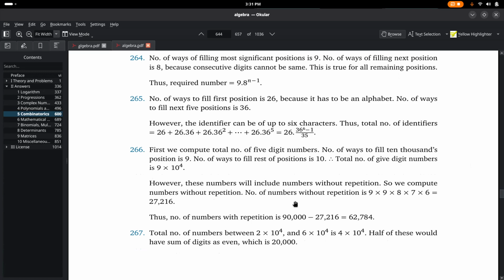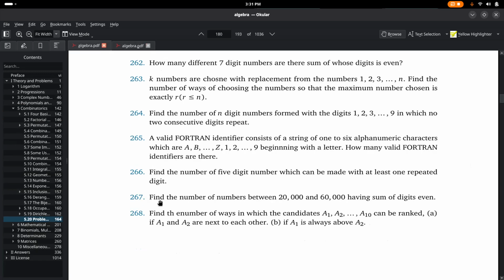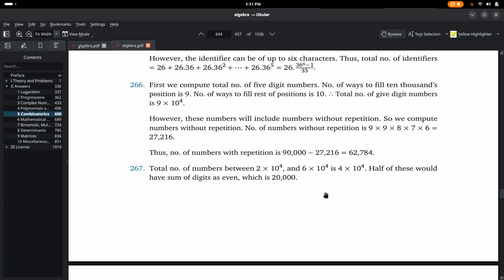Okay. So numbers without repetition: for the 10,000th place 9 ways, for the thousands place again 9, which will include 0 but not the 10,000th digit, and then multiplied by 8, multiplied by 7, multiplied by 6. So we have 27,216. The number of numbers with repetition is 90,000 minus 27,216, which is 62,784.